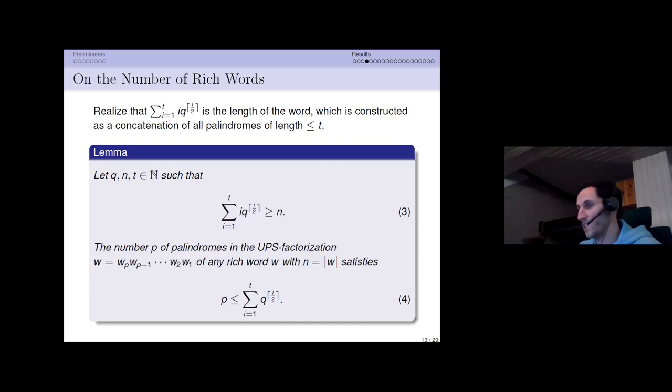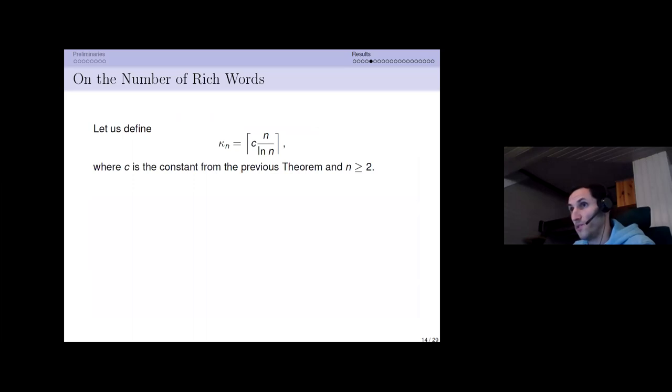Here I just wanted to say why I presented this sum. It is possible to find some closed formulas which express this sum, because this one is quite simple. It is a geometric series multiplied by i. So in the paper that I presented in 2017, this was not the difficult part of the paper to prove, to use these relations. I will come to it later when I present the current paper. So finally, I define this kappa n, which is the upper bound for the number of palindromes in the factorization.